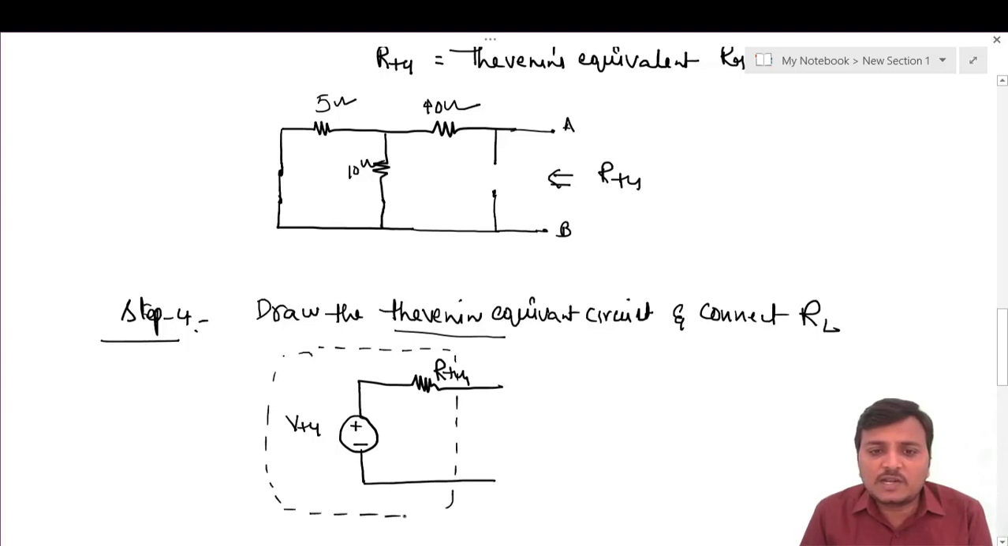It has one voltage source. That voltage source is nothing but the Thevenin's equivalent voltage, in series with a resistance that is nothing but the Thevenin's equivalent resistance. And these are the terminals A and B. So draw the Thevenin's equivalent circuit. In step number 2 we found the VTH, and in step number 3 we found the RTH. So draw the Thevenin's equivalent circuit by simply connecting a VTH in series with the RTH. Now connect your RL value here.